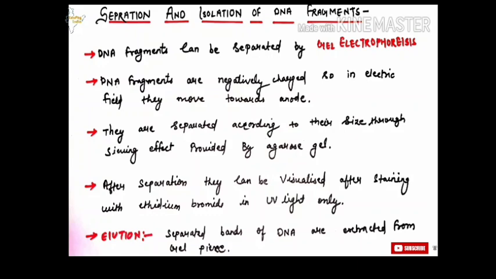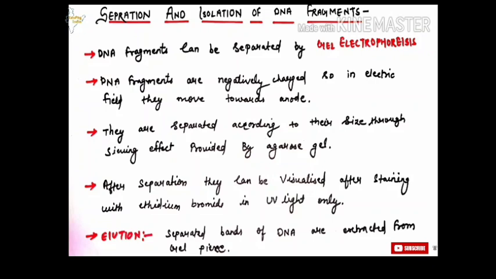UV radiation is important because we can use the laminar airflow, a biotechnological machine that provides UV radiation. Obviously it's harmful, so precautions have to be taken, but we can't see these in visible light because DNA fragments aren't visible. So you can see bright orange colored bands of DNA in an ethidium bromide stained gel exposed to UV light.